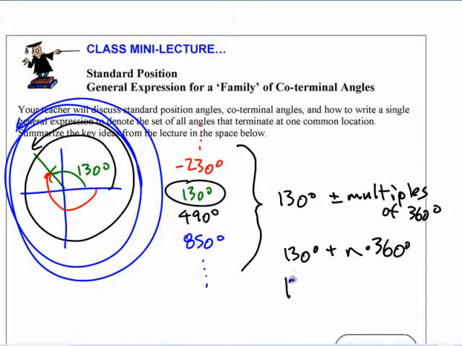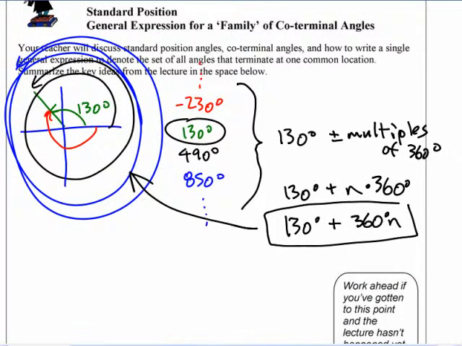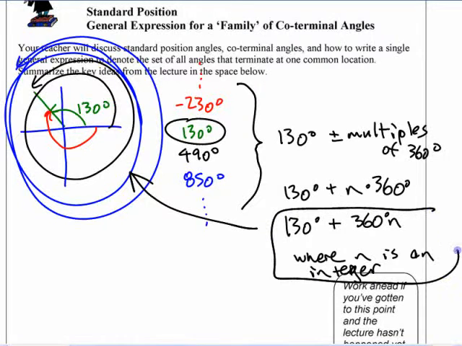Or since mathematicians like to write things in certain orders for who knows what reason, they like to put the numbers first, 360n. This is an expression for all the angles that are coterminal with that. I should probably say where n is an integer, though. Especially if you're thinking of writing the provincial exam, they like to look for stuff like this. Okay, so that's just an expression.